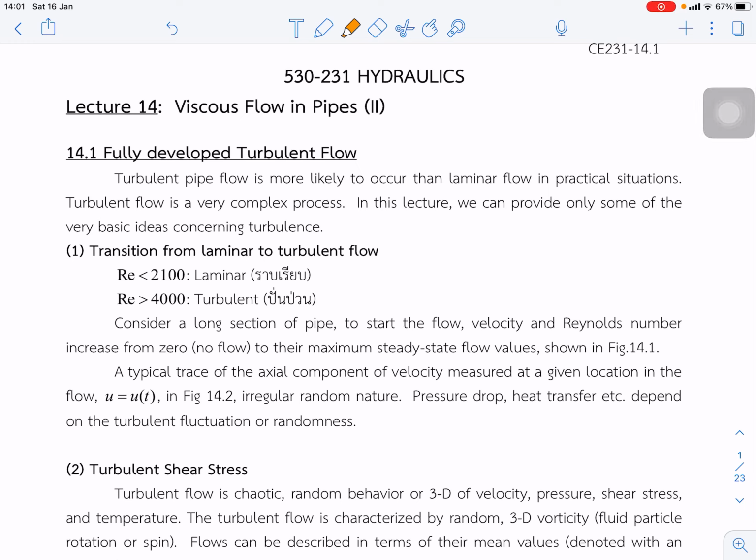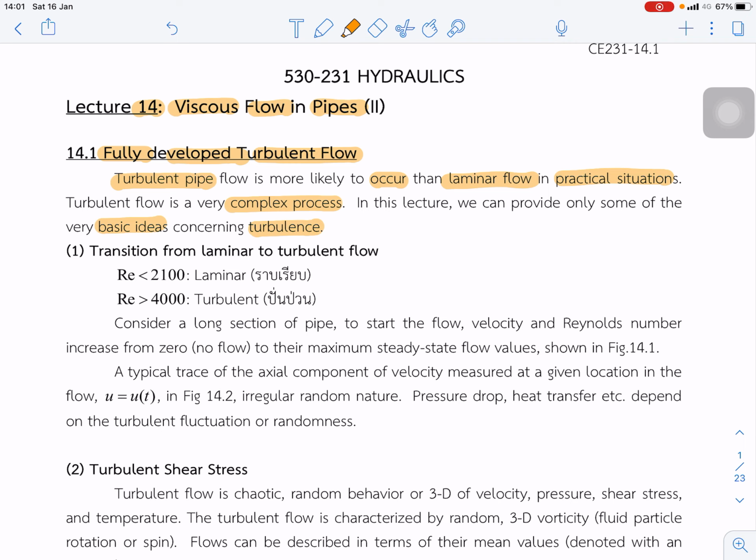This lecture is lecture 14, the viscous flow in the pipe, part 2. The first topic is fully developed turbulent flow. Turbulent pipe flow is more likely to occur than laminar flow in practical situations. Turbulence is a very complex process. In this lecture, we can provide only some very basic ideas concerning turbulence.